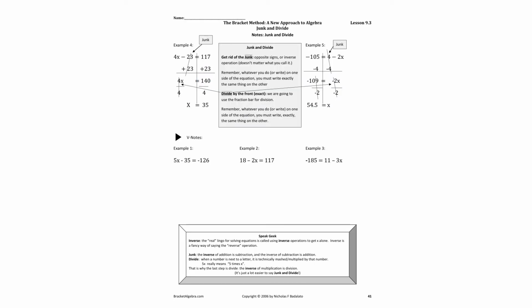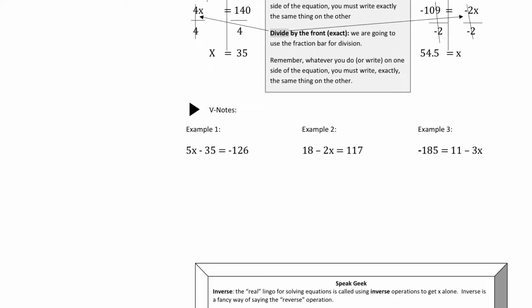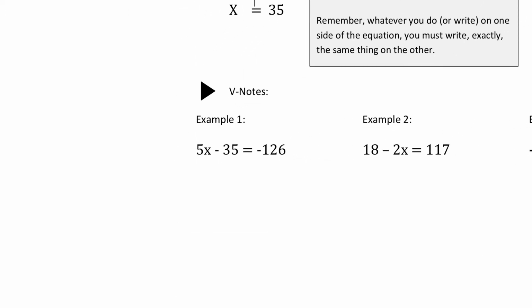Now that you've looked at some examples on the full process of junk and divide, let's take a look and go through some video notes. Example 1. So once again, our rules are straight. We're always going to draw that line down the equal sign. We're going to look for the junk on the x side of the wall. In this case, the junk is the minus 35.